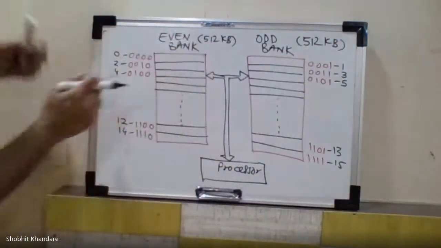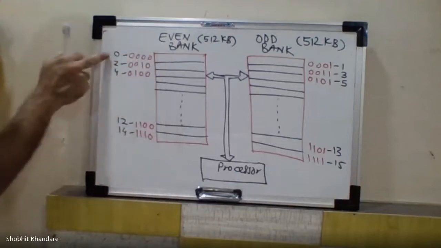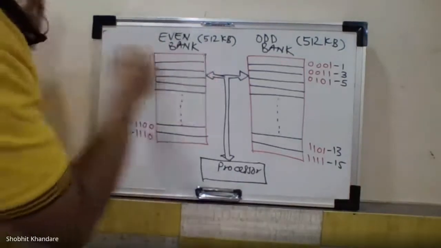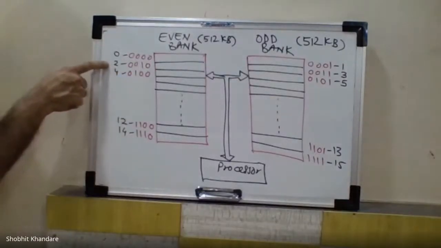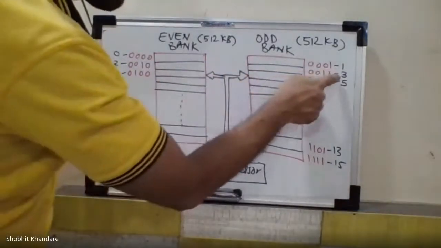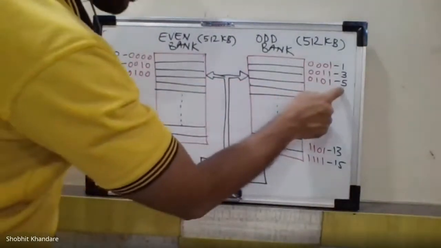Why it is called as even bank? Can you see here now? 0000 यहाँ पे है. अभी देखो 0001 यहाँ पे है. 0010 यहाँ पे है. 0011 यहाँ पे है. 0100 यहाँ पे है. 0101 यहाँ पे है.